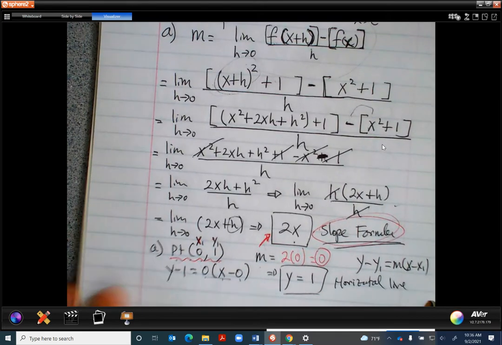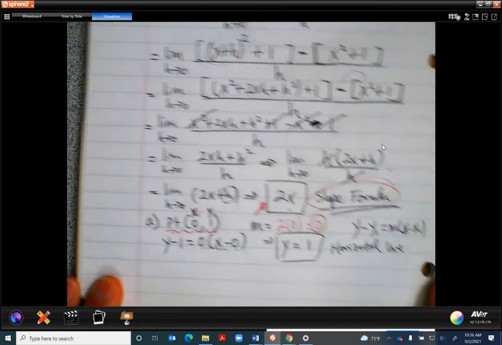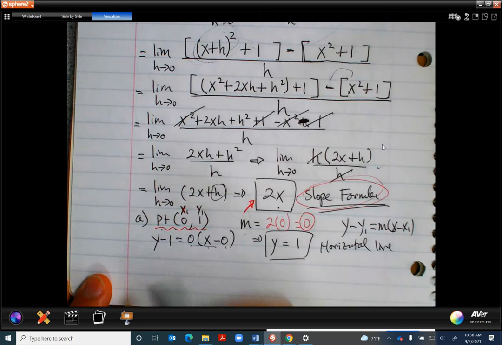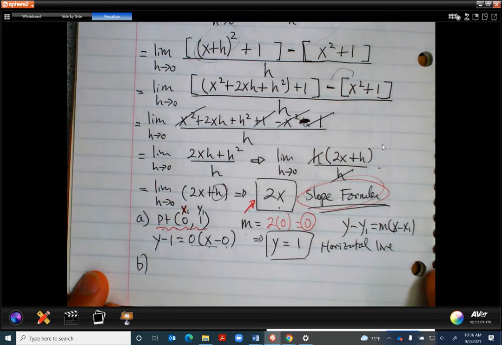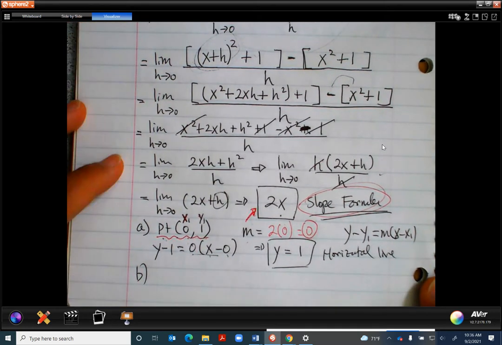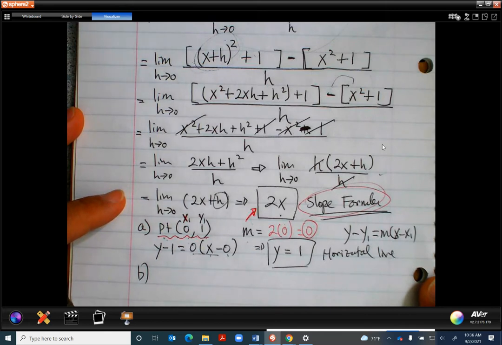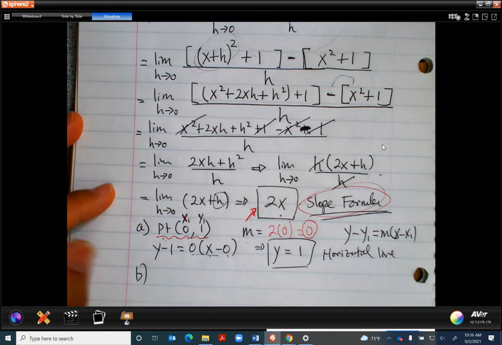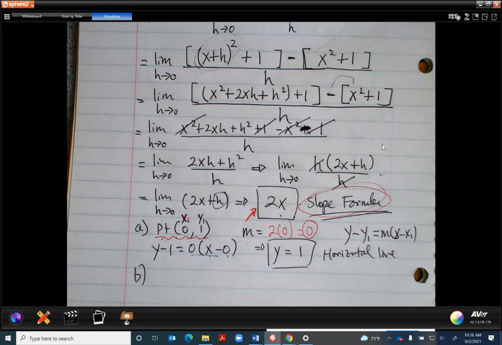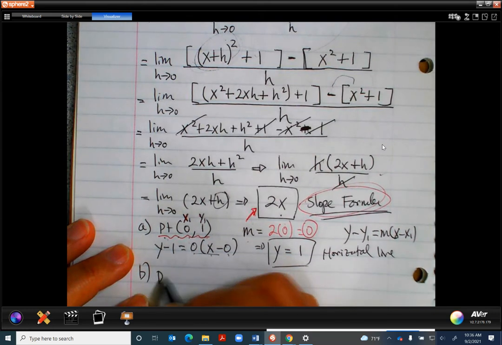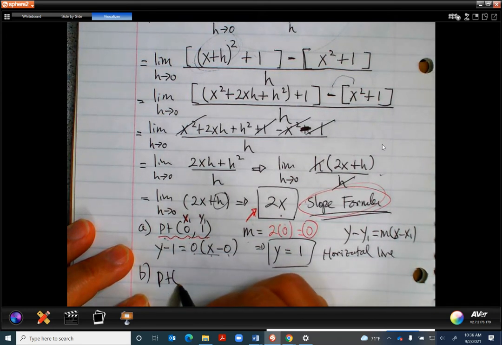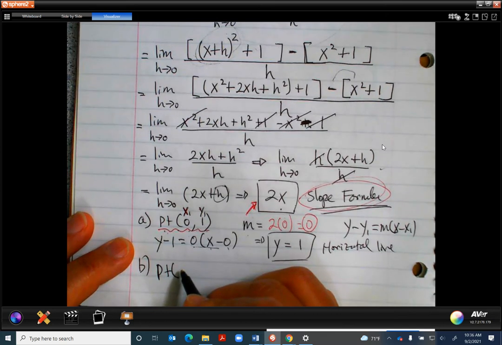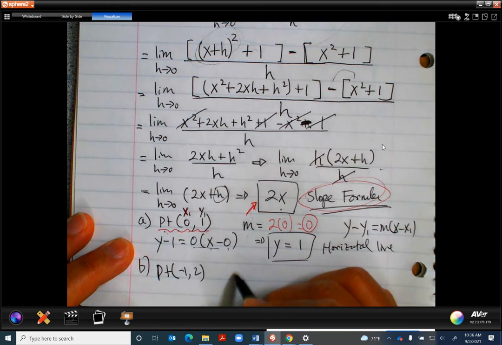Okay, now we still need to find part B. But for part B, do I want to go through these ugly steps all over again? No, we don't want to do that. But now we have a slope formula. What is our slope formula? Yeah, remember our formula is 2x. Using which point? What's the point we're using? Negative 1 comma 2. So how do I find the slope?